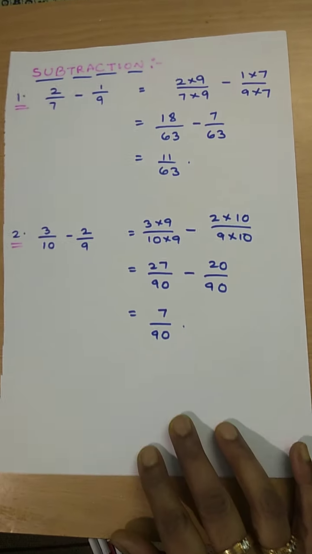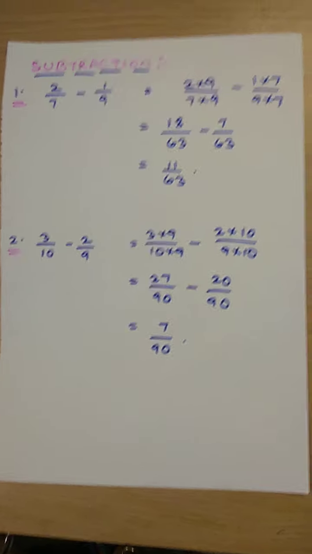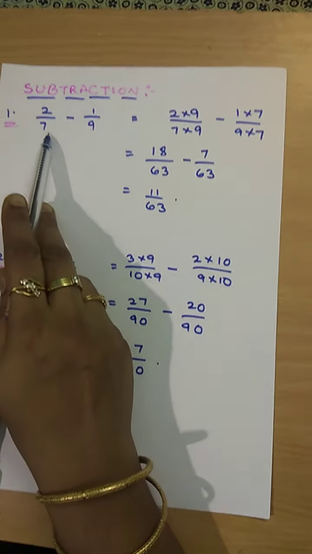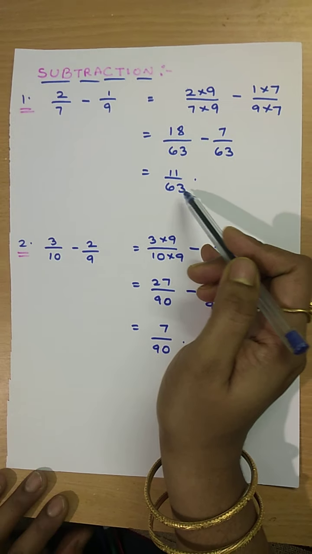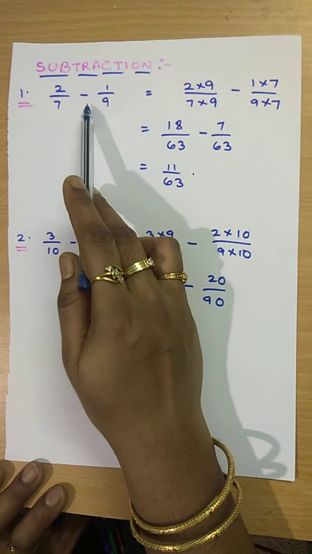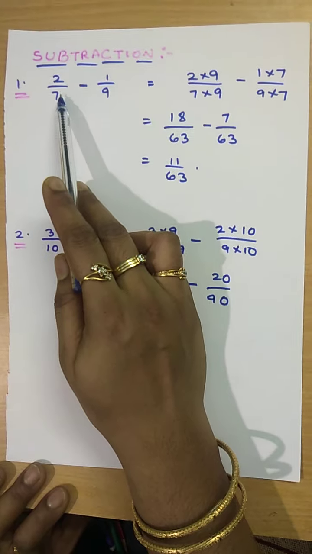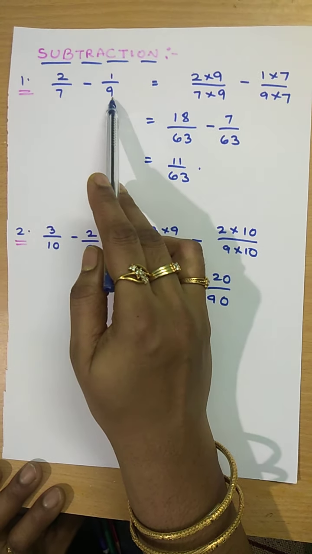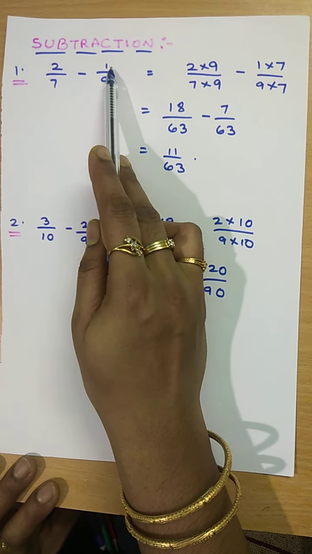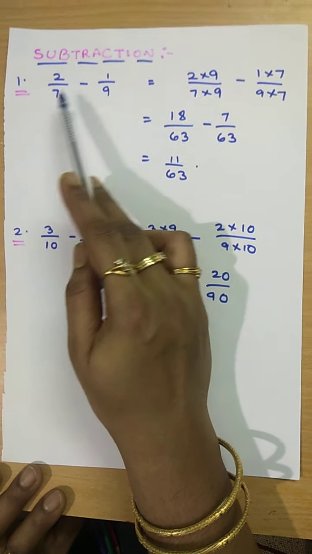So for subtraction also the same strategy. We are changing the unlike fractions into like fractions. After that we can do the subtraction easily. Okay, 2 by 7 minus 1 by 9. For 2 by 7, I'm multiplying numerator and denominator with 9. And multiplying this 1 by 9, numerator and denominator, with 7.